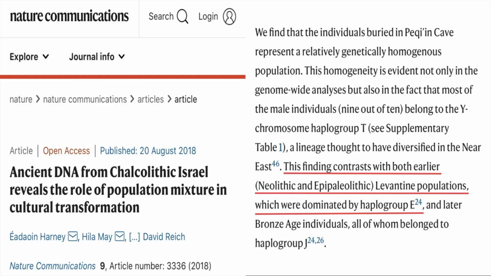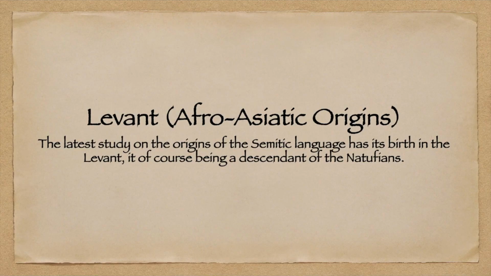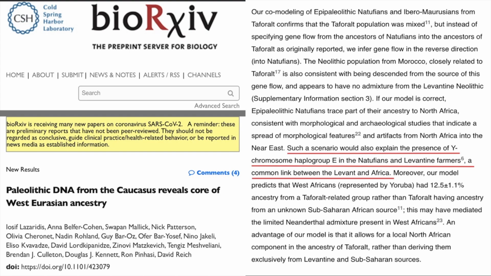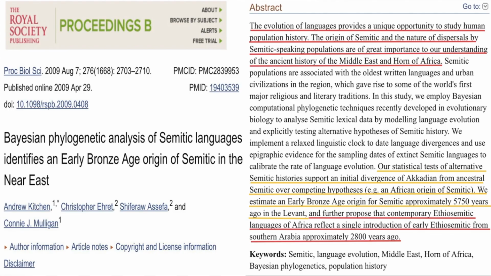Here's a paper called Ancient DNA from Chalcolithic Israel Reveals the Role of Population Mixture in Cultural Transformation. And it reads, this finding contrasts with both earlier Neolithic and Epipaleolithic Levantine populations, which were dominated by haplogroup E. The latest study on the origins of the Semitic language has its birth in the Levant, it of course being the descendants of the Natufians. And this paper called Paleolithic DNA from the Caucasus Reveals Core of West Eurasian Ancestry says such a scenario would also explain the presence of Y chromosome haplogroup E in the Natufians and Levantine farmers, a common link between the Levant and Africa.